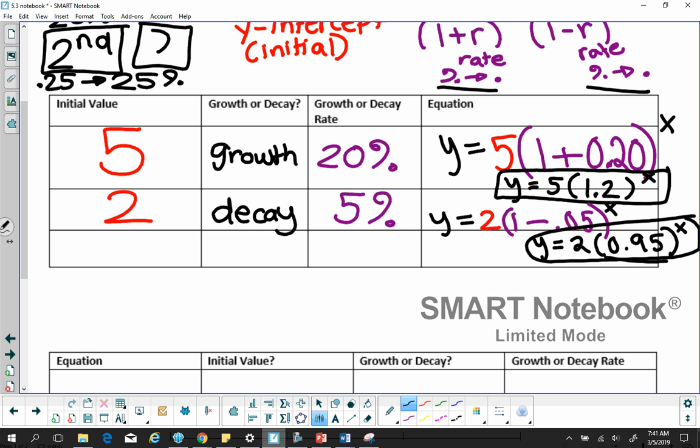So now I want you guys to try this one on your own. The last one for now we're going to give you is, it starts with 3 as your initial value. It's decaying again by 22%.